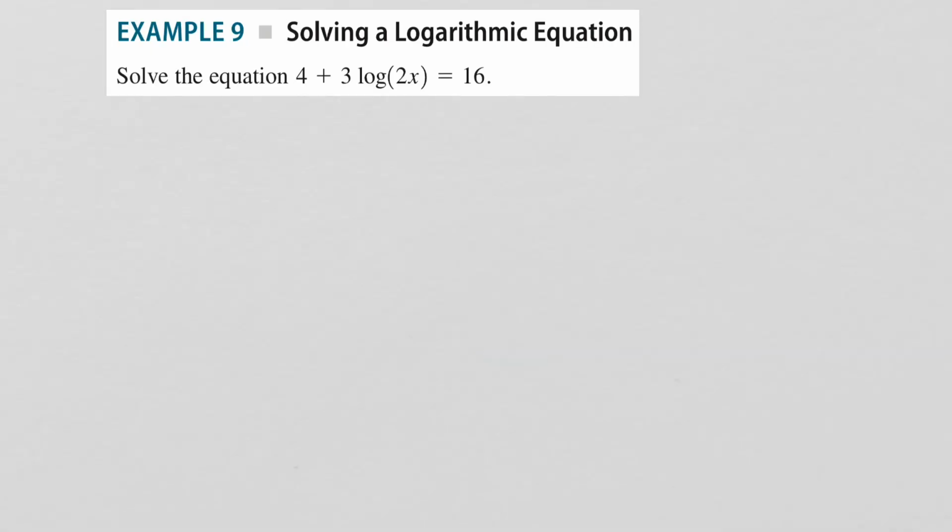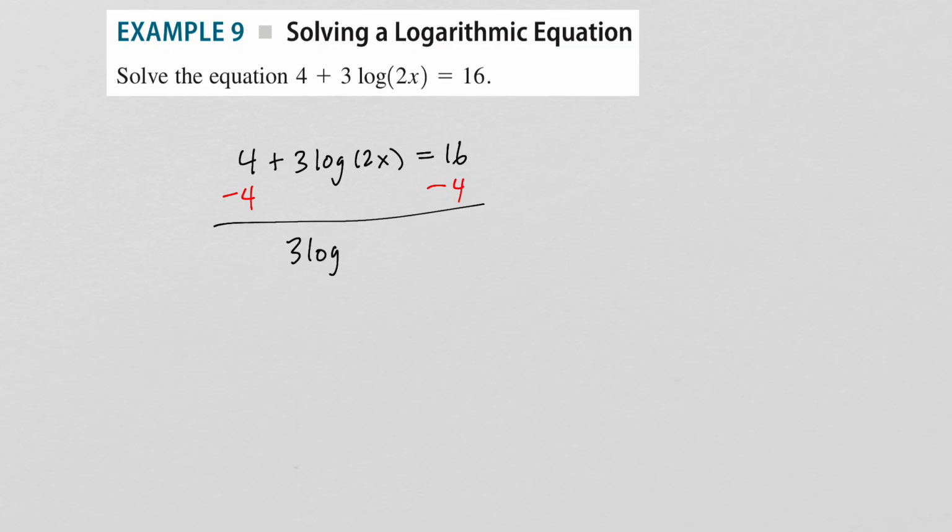In our next example, we have 4 plus 3 times the log of the quantity 2x is equal to 16. So here what I want to do first is isolate the logarithm if I can. I'm just going to subtract 4 from both sides. And that is going to give us 3 log of 2x is equal to 12. Now I can further get the log by itself by dividing by 3. So if we divide both sides by 3, we're going to have log of 2x is equal to 4.